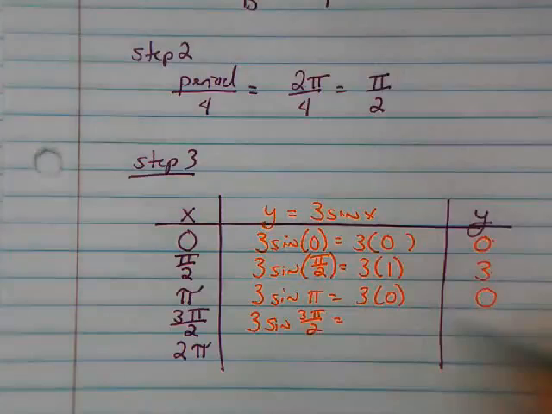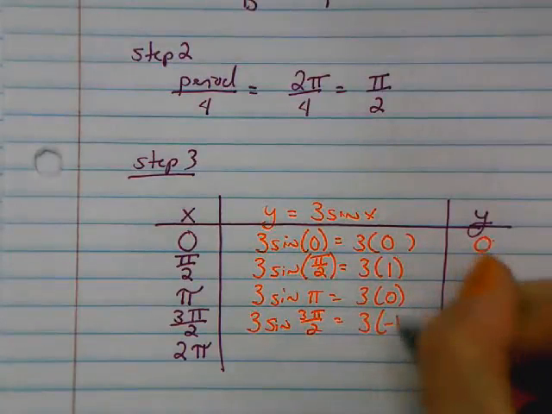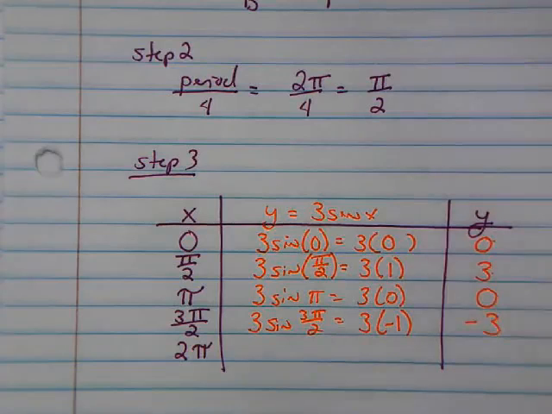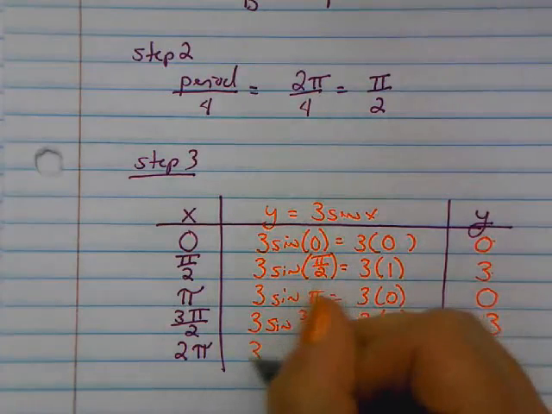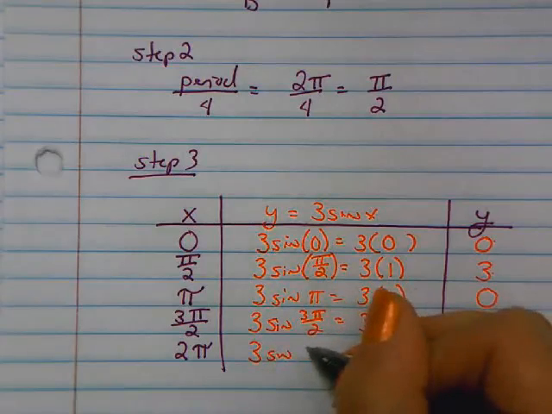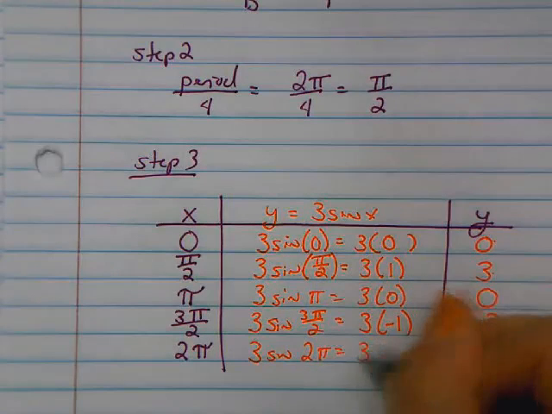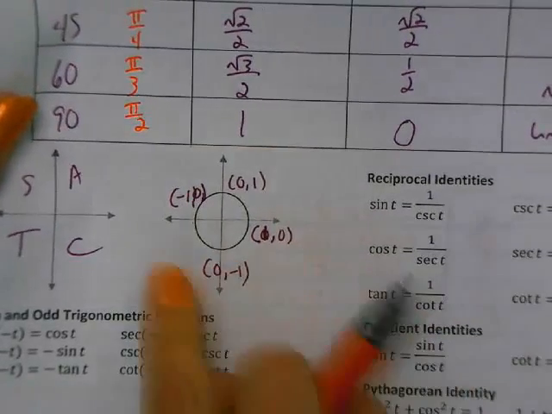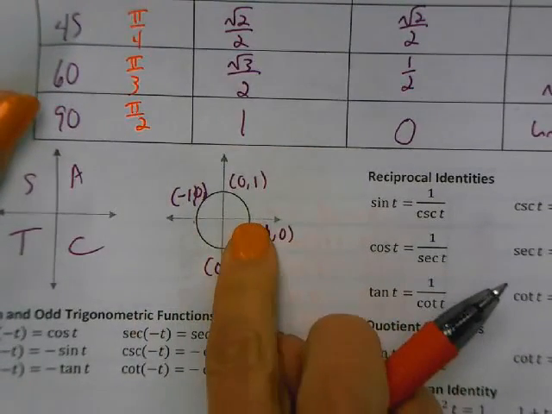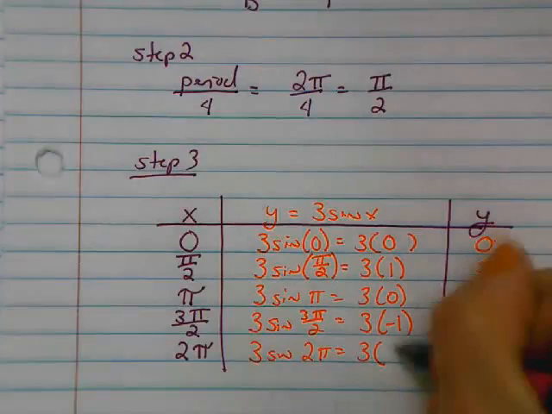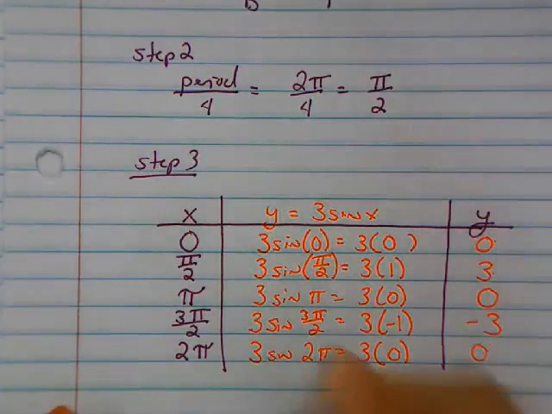And then finally, 3 times the sine of 2 pi. So go back to your unit circle again. Sine of 2 pi is here. Sine is 0. Okay, let's take our chart and put it on a graph.